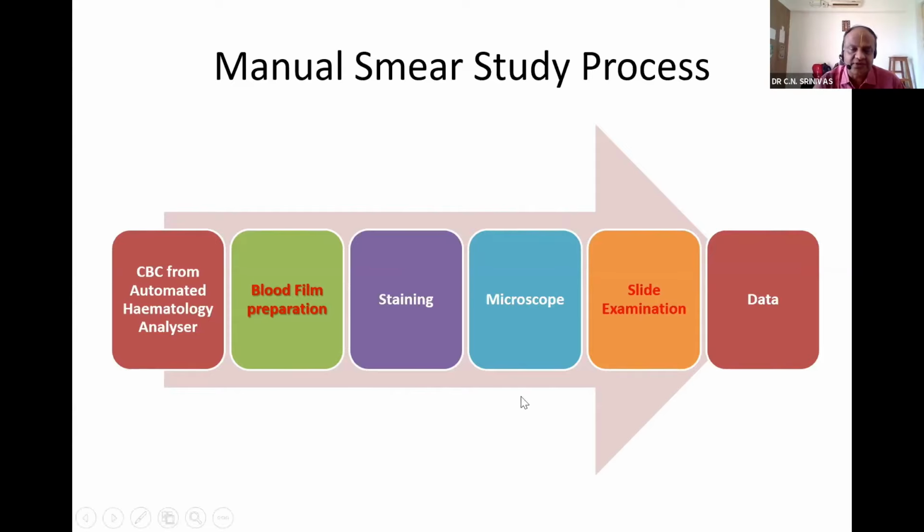The most important process is the blood film preparation and the staining. The quality of the peripheral smear preparation and the staining becomes the crux on which the microscopic study depends. For all digital imaging processes, whether in histopathology or in smear study, the most important thing is the preparation of the smear as well as the staining itself. And then of course, the vision taken up either by the microscope or by the digital imaging system gets us good data for all these slide processes we have done.